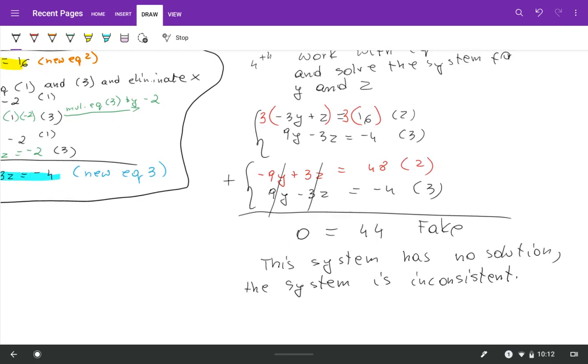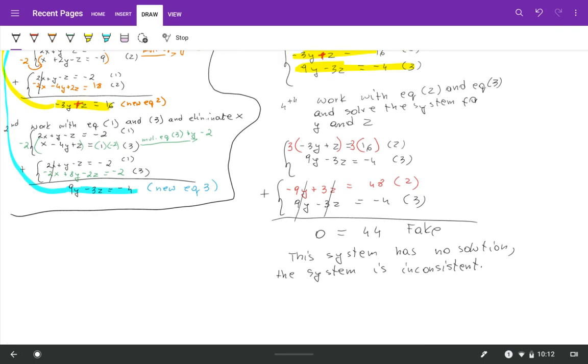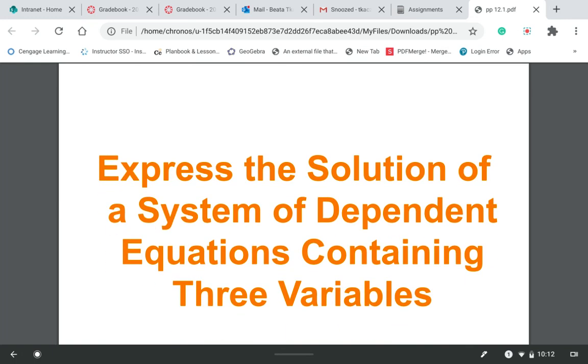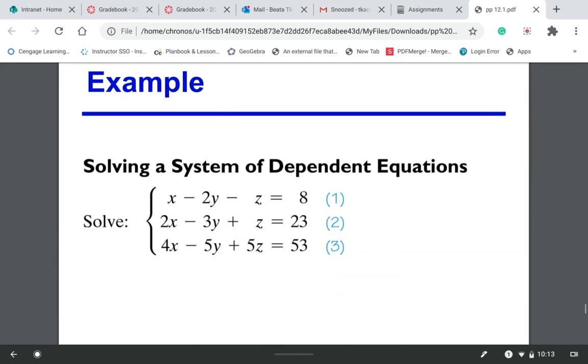Okay, so that was example 2 from PowerPoint, and we have one more to solve. So we'll just go back. And I want to show you how to express the solution of system of dependent equation containing 3 variables. So that's the example when the system has infinitely many solutions. In this case, we're dealing with 3 dimensions, so infinitely many solutions will be the entire plane. So every single point on the plane, which has 3 dimensions, x, y, z, will be the solution. So here we'll work with example 3 from PowerPoint.